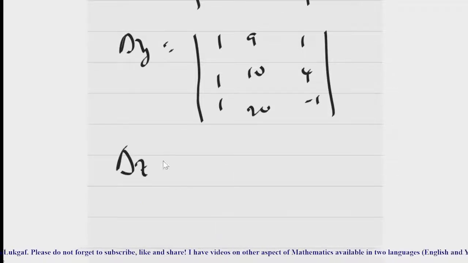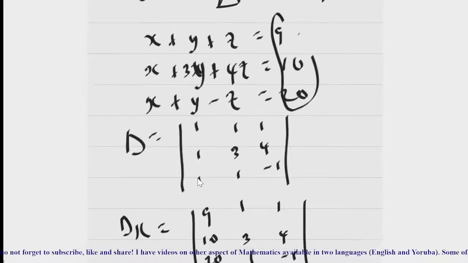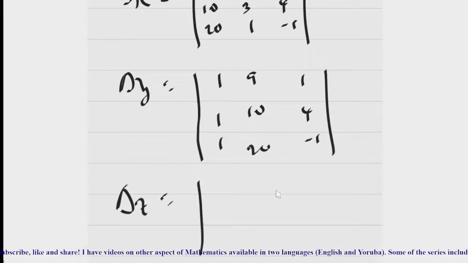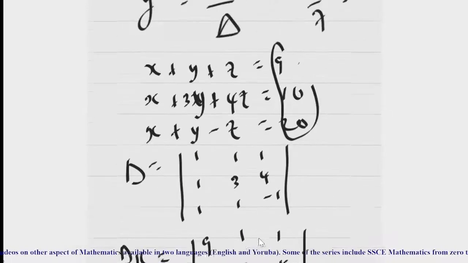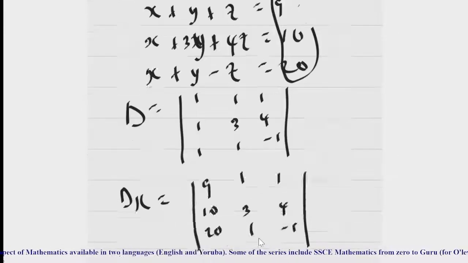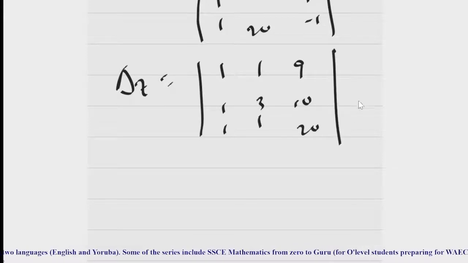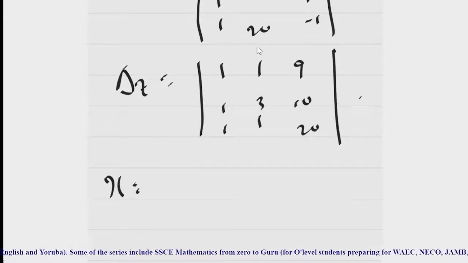Likewise for your dz, you copy everything as it is. 1, 1, 1, 1, 3, 1, but instead of copying the coefficient of z, you replace it with what you have on the other side. 9, 10, 20. You understand? And then you find the determinant of all of them.